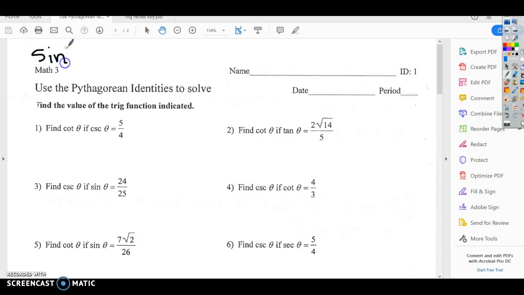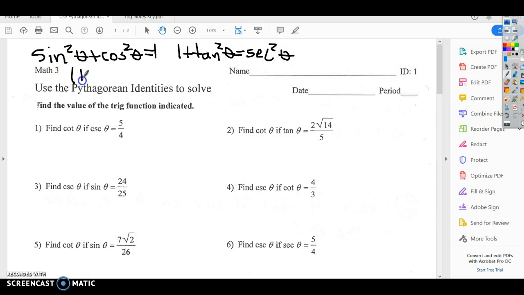We have sine squared theta plus cosine squared theta equals 1. We also have 1 plus tangent squared theta equals secant squared. And the third one is 1 plus cotangent squared theta equals cosecant squared theta. All right, so these are the three Pythagorean identities.